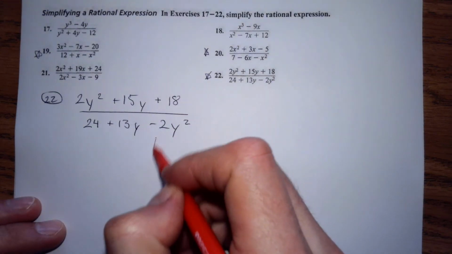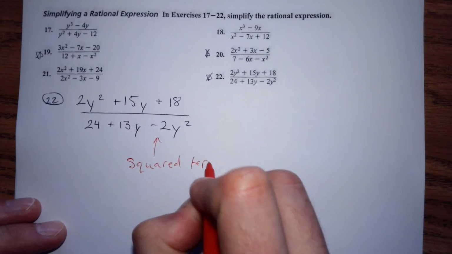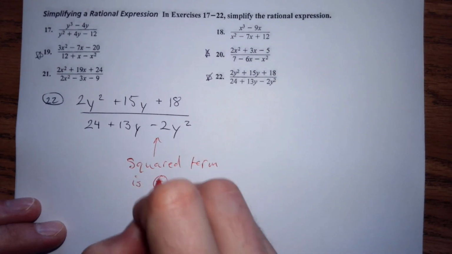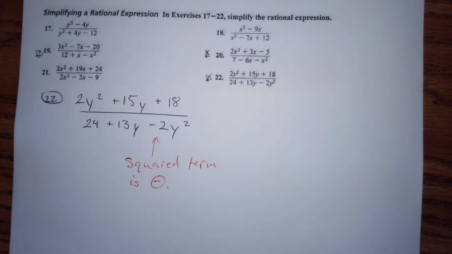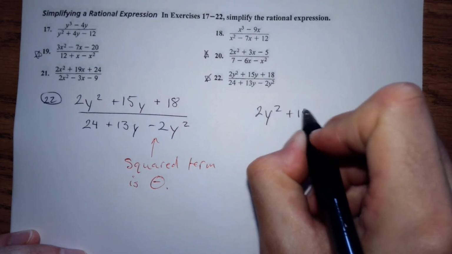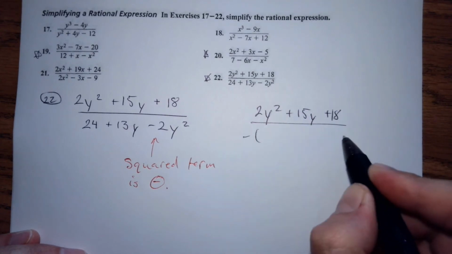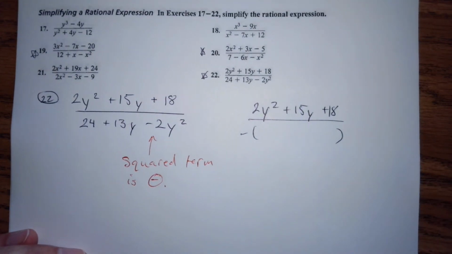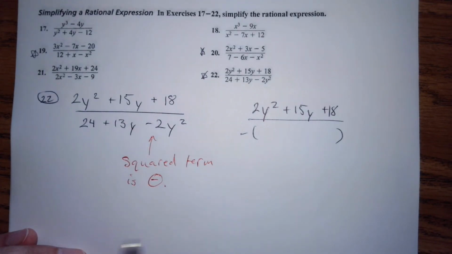So the squared term is negative. You can easily change that by factoring out a negative. So that's the first thing that I'm going to do. I'm going to copy the top part, and then in the bottom, I'll factor out a negative, which means all of these signs change, and I'm going to change the order so that it's in standard form.